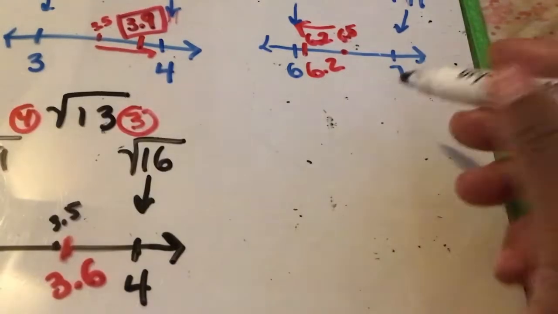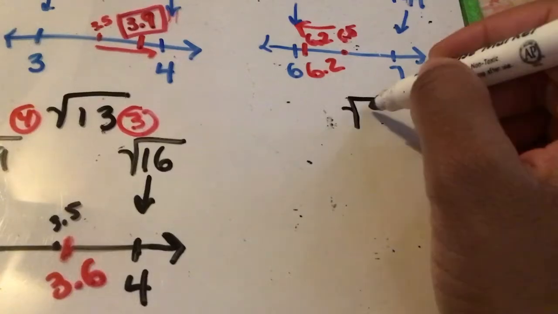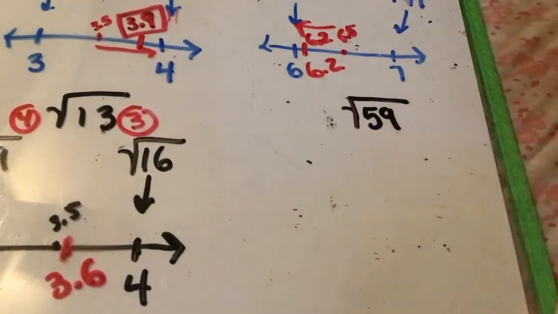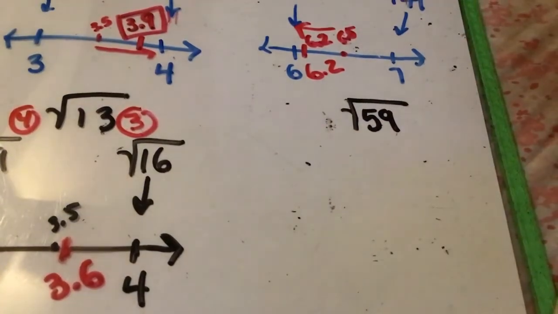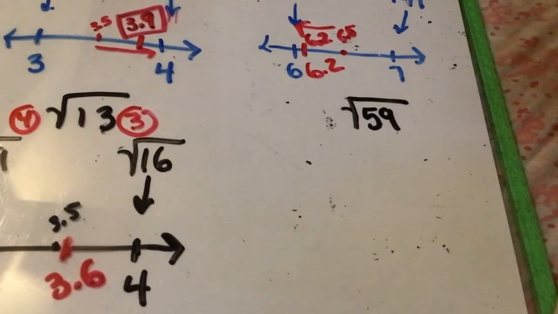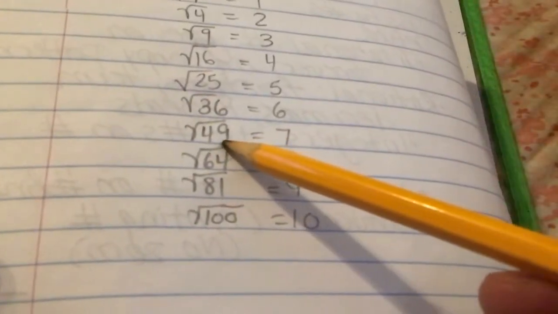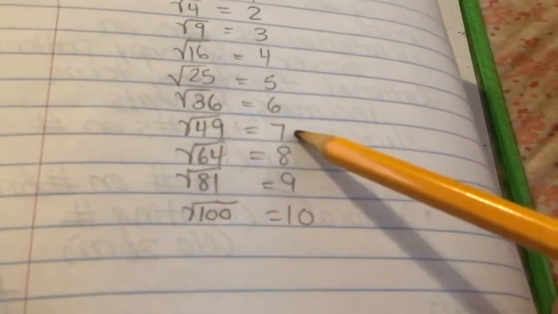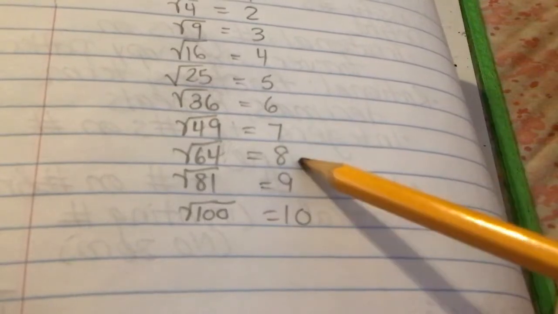I'm going to say the square root of 59. Let's make it a little bigger. Square root of 59, of course, that's not going to be a perfect square. That would be too easy. Square root of 59, let's see where we're at. Right here, in between 49 and 64. So my number has to be in between 7 and 8. Okay, 49, 64.